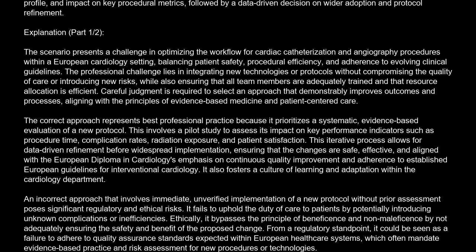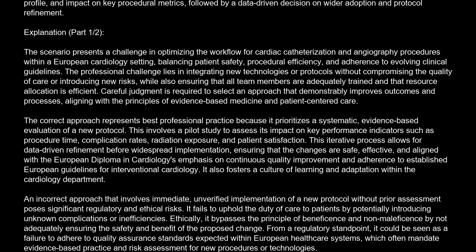The correct answer is B. Conduct a prospective pilot study involving a select group of patients to evaluate the new technique's feasibility, safety profile, and impact on key procedural metrics, followed by a data-driven decision on wider adoption and protocol refinement.